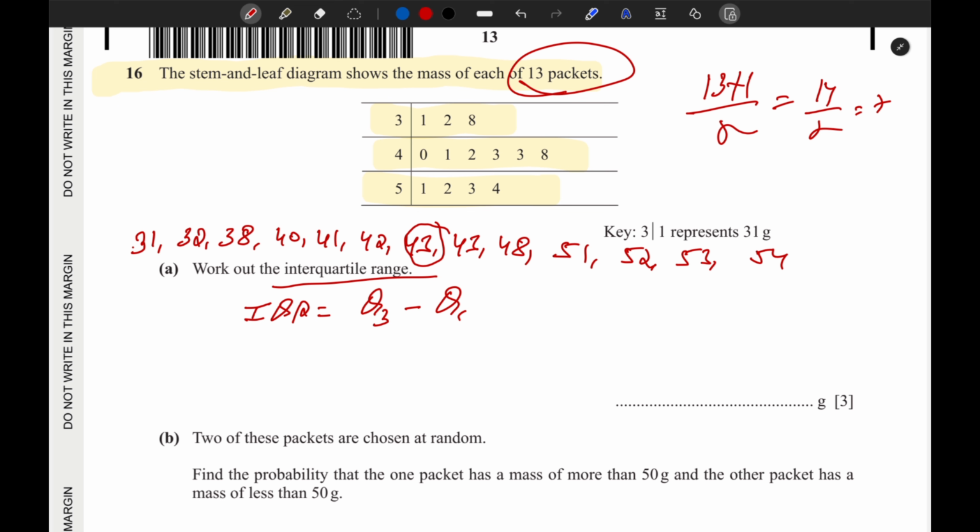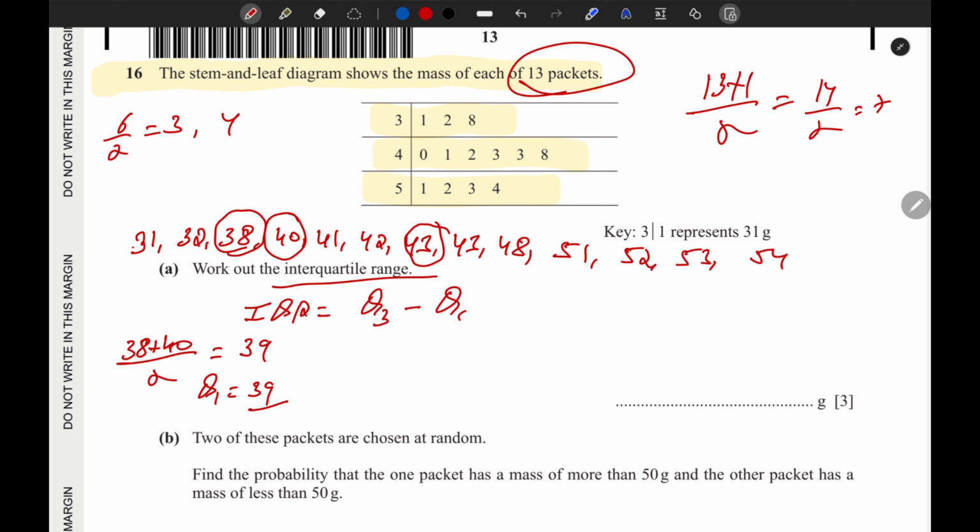The lower quartile will be the median of this. Now we know how many terms are there? 1, 2, 3, 4, 5, 6. So actually these two will be the middle terms. You know that when you have an even number, you do 6 by 2, that is 3. And the median is the mean of the third and the fourth term. So Q1 will be 38 plus 40 by 2. 38 plus 40 is 78, divided by 2, that is 39. So the value of Q1 is 39.